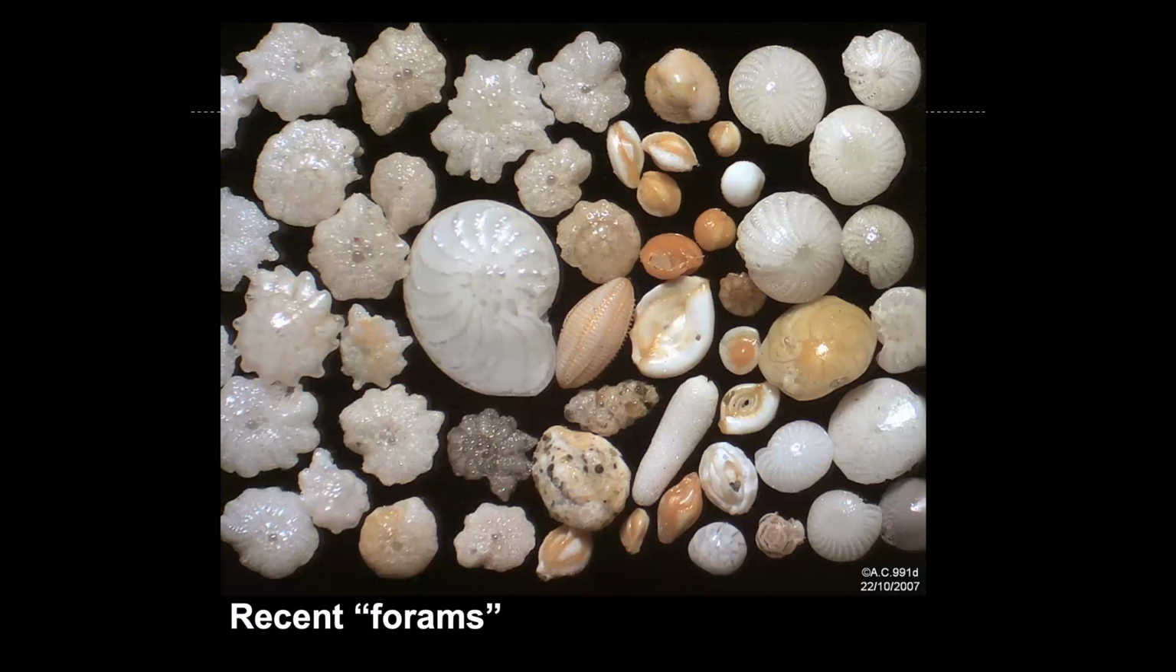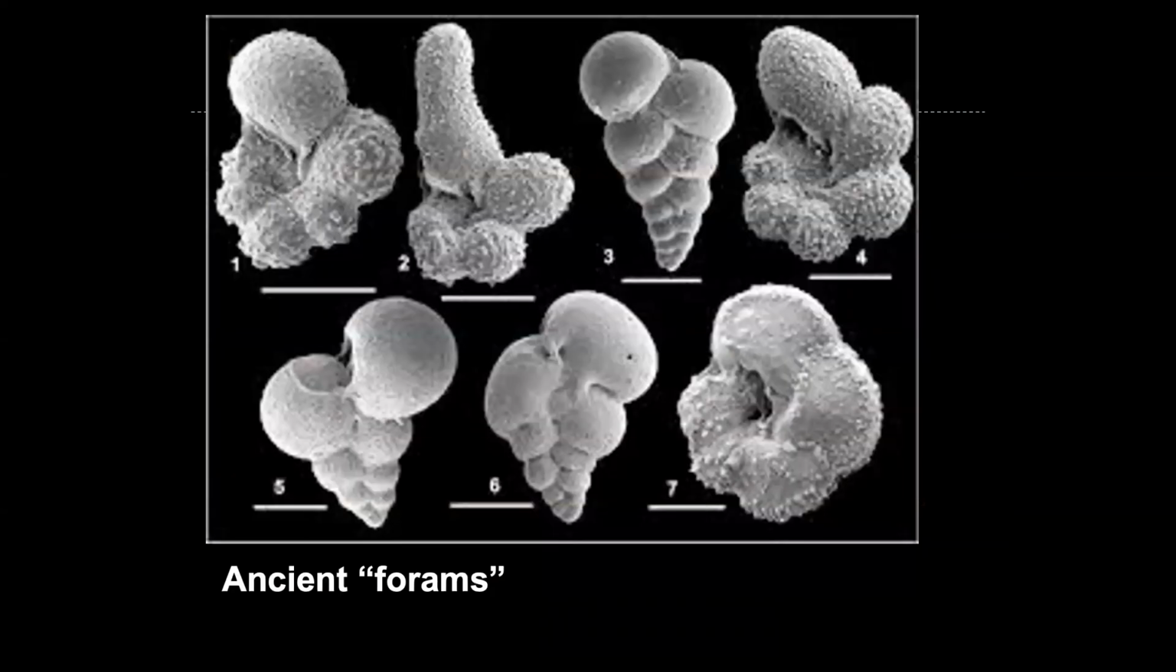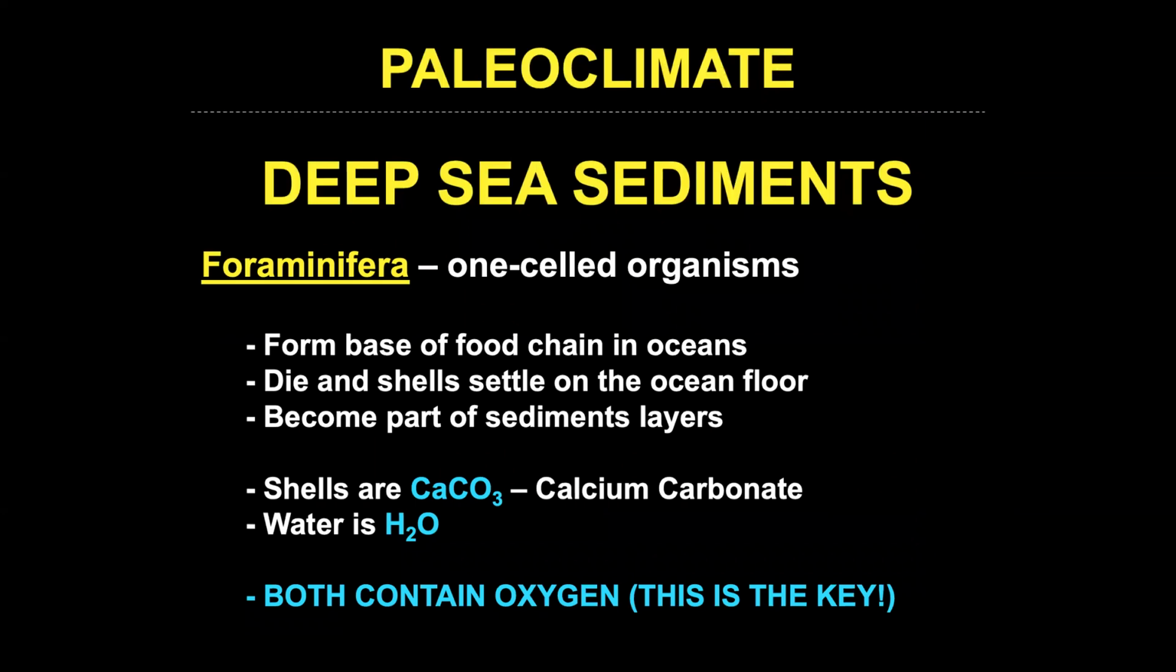You can extract little bits of seashells, basically what they look like. These seashells are made up of calcium carbonate. These are ancient ones. These deep sea sediments are one-celled organisms, and they form the base of the food chain in the oceans. They die, and their shells settle into the ocean floor and become part of the sediment layer. Shells, again, are made up of CaCO3, calcium carbonate. Water is H2O. Notice how they both have O in them. So this is the key right here.